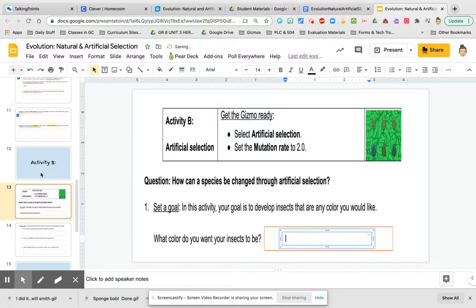So now we are on activity B, which is artificial selection. The last part was natural selection, where birds picked off bugs because the bugs weren't able to blend in with their environment as much. So they kind of stood out. Remember, like the moths did, right? And now we're looking at artificial selection.